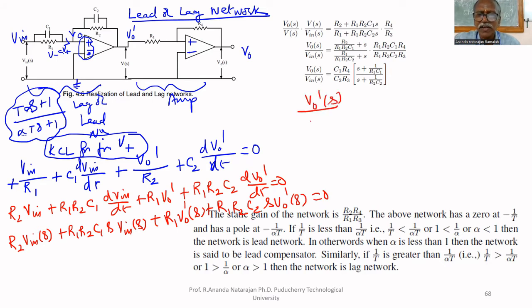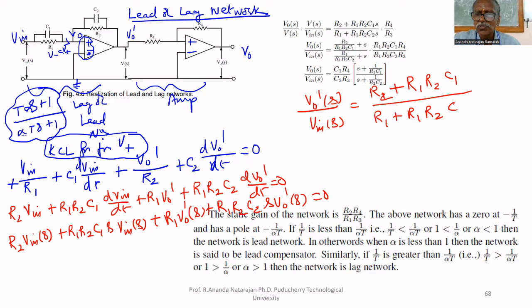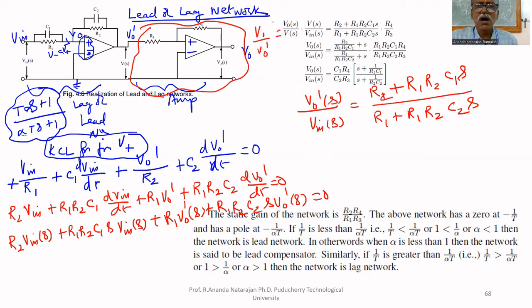V0 dash of S divided by V in of S equal to R2 plus R1 R2 C1 S divided by R1 plus R1 R2 C2 S. For this, what is the model? V0 by V0 dash equal to R4 divided by R3. R4 because feedback is R4, input is R3. Therefore, V0 divided by V0 dash is this.